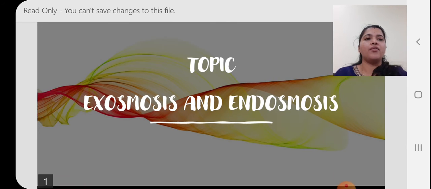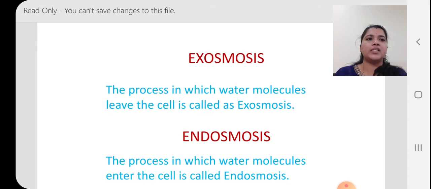Coming to the definitions, let's know what is exosmosis. The process in which water molecules leave the cell is called exosmosis, children. We did the Kishmish experiment, right? The water molecules are leaving the Kishmish when we add sugar solution. That is exosmosis. And what is endosmosis? The process in which water molecules enter the cell is called endosmosis. The water molecules were entering into the Kishmish raisins when we used tap water. That is nothing but endosmosis.